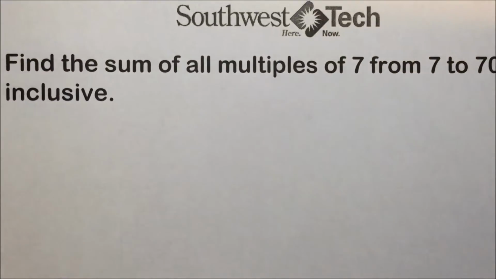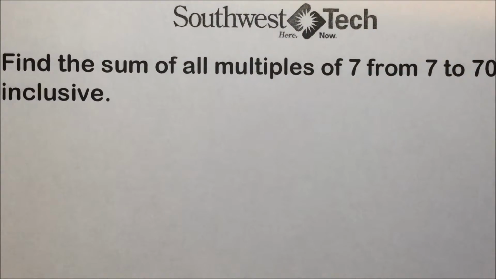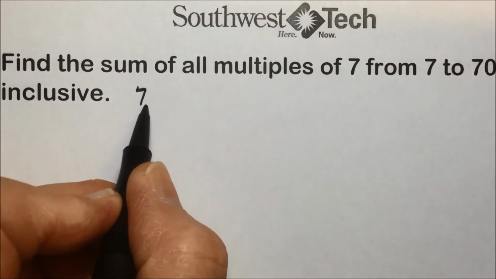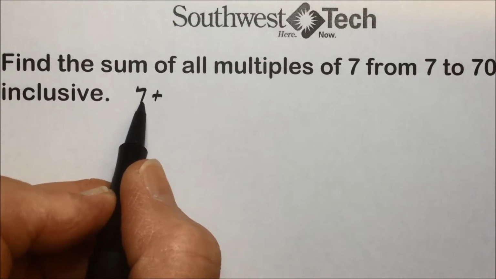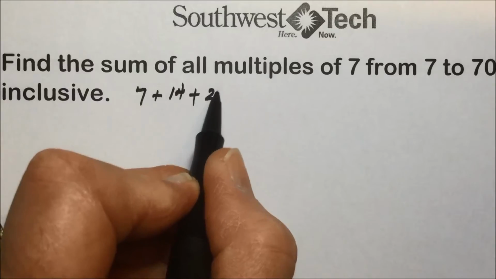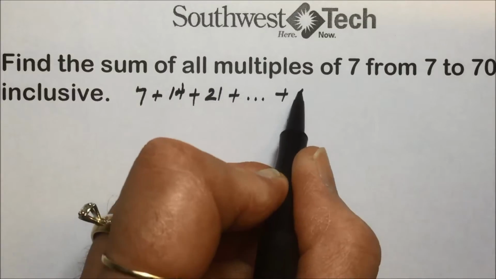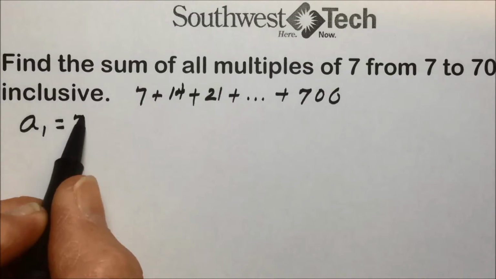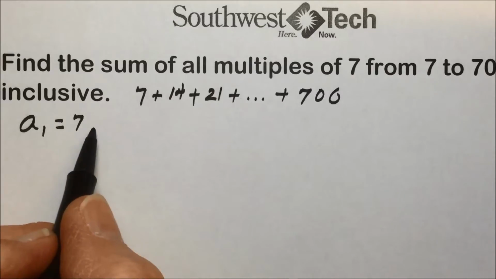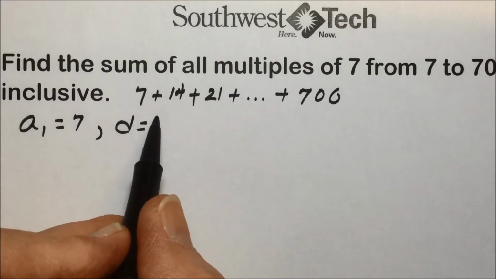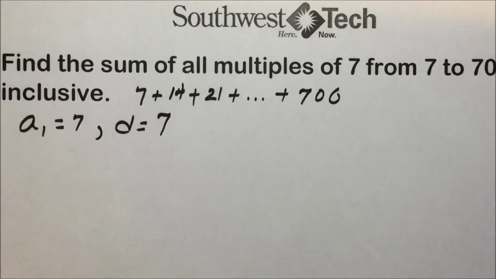In this next problem, they're asking us to find the sum of all the multiples of 7 from 7 to 700 inclusive. So we would have 7, and a multiple of 7 would be just a matter of adding 7 to the next number. That would be 14. Adding 7 to that is 21, plus all the way up to 700. So we can see that our first term is 7. We can find the common difference here because it's a multiple of 7. We have a common difference of 7 in these numbers.